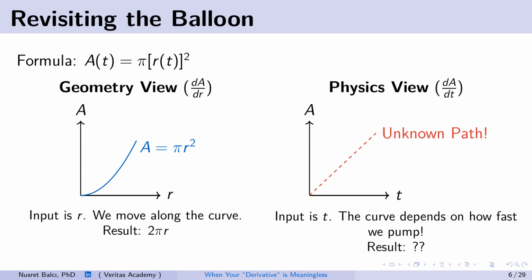Let's look at the graphs. On the left, if we plot area against radius, the slope is always 2 pi r. It's a fixed geometric law. But on the right, if we plot area against time, the slope is unknown. It depends entirely on how fast the pump is working.